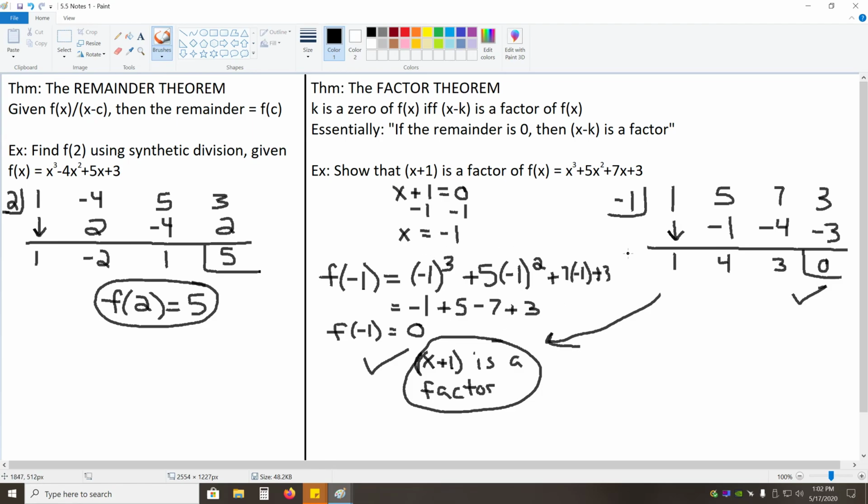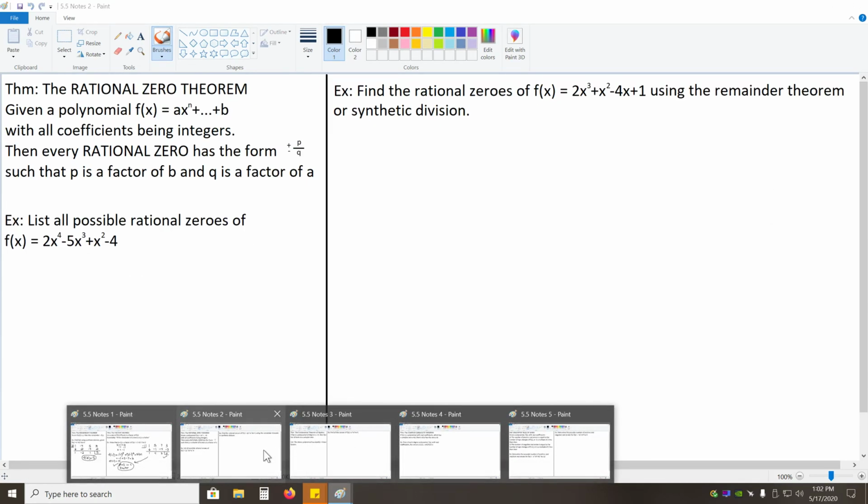So these both are the same process essentially for proving that we have a factor of the original polynomial. And you can use either one to prove it depending on how the problem asks you to solve it. If it doesn't, then it's just whichever you prefer.